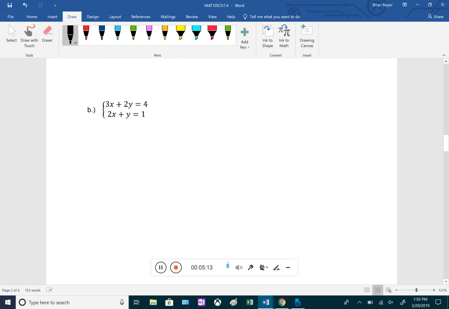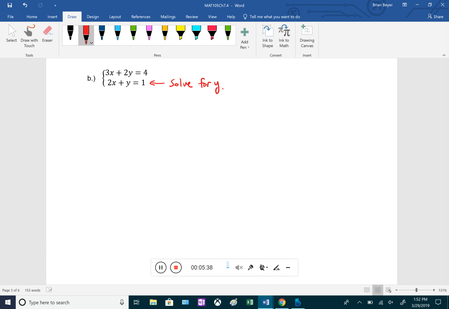Okay, so a couple more examples. So 3x plus 2y equals 4, and 2x plus y equals 1. So we get to choose what variable we get to start with. So once again, we want to choose the one that does not have a coefficient other than 1 on it. So the one that we're going to solve for that's going to be the easiest is going to be the y in this second equation. So we're going to solve this for y.